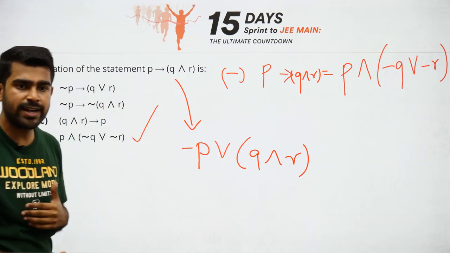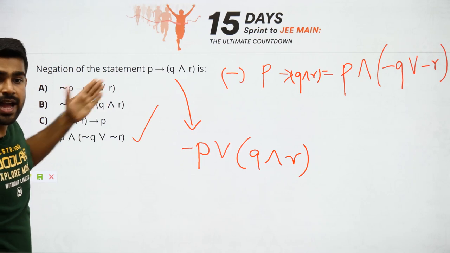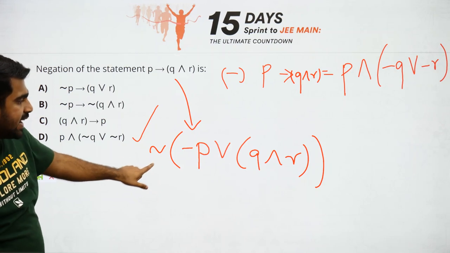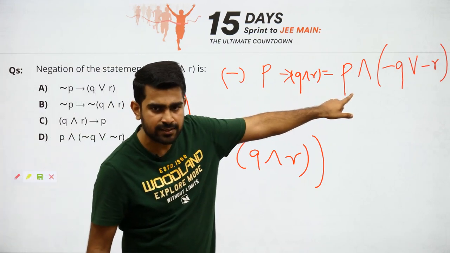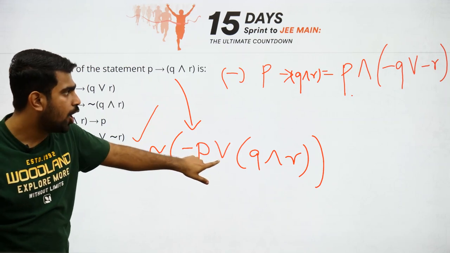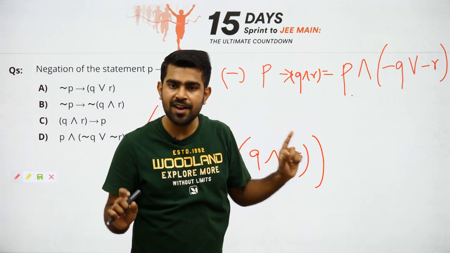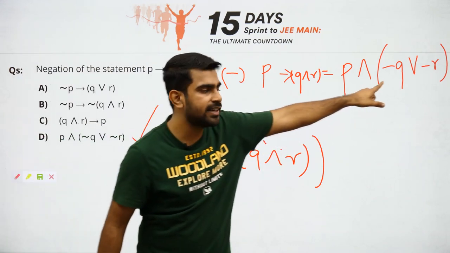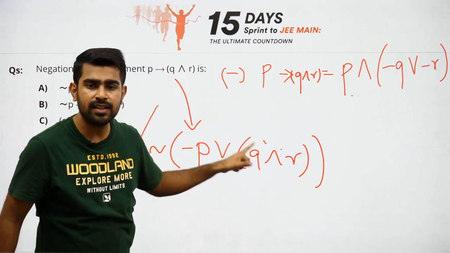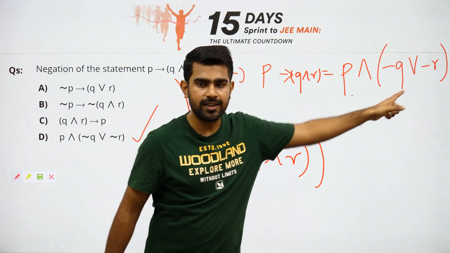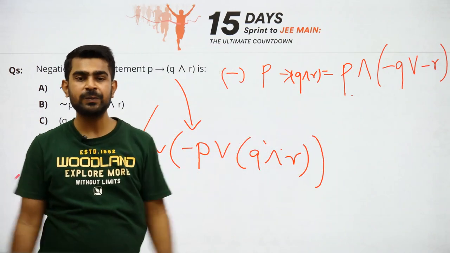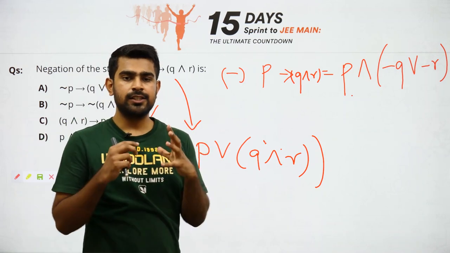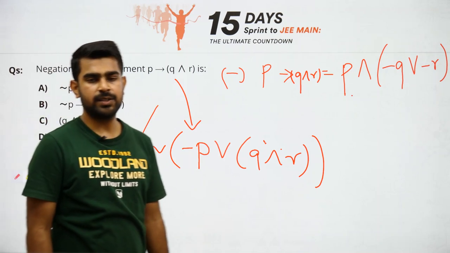Now what do I do? Now I want to negate it. So I will put a negative symbol outside. So when I negate it, what happens? Negating P will be P only. Now negating of or will go to and. Now negating this statement here, Q will become negative Q. Here, and is there, that becomes or, and R will become negative R. As simple as that. Is that fine? I hope all of you are able to follow. So that is the way to proceed solving these questions of mathematical reasoning.